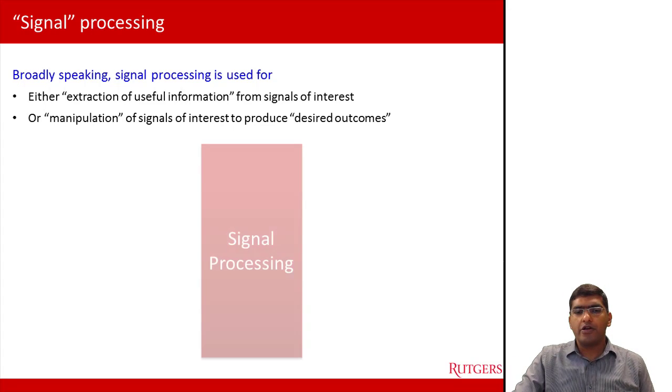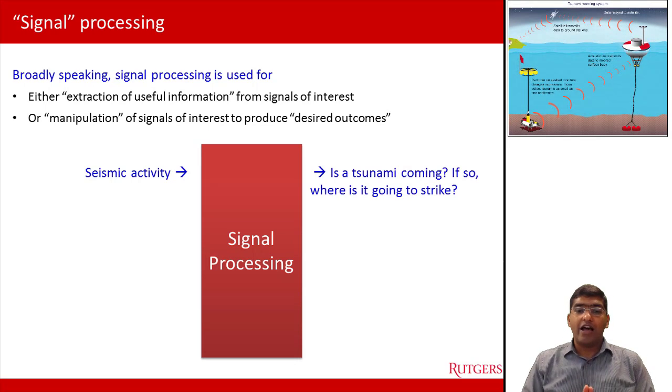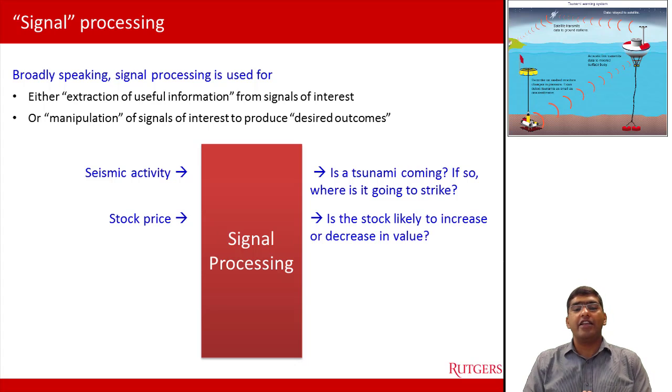So let's say here is your signal processing black box, and the signal that you are dealing with is seismic activity. Now, you can use signal processing to extract information such as, is a tsunami coming? And if so, where is it going to strike? So this is the example of extraction of useful information from signals of interest. Stock price, that's a signal, and the information you want to extract is whether the stock is likely to increase or decrease in value. Again, signal processing will come into the picture for extraction of information.